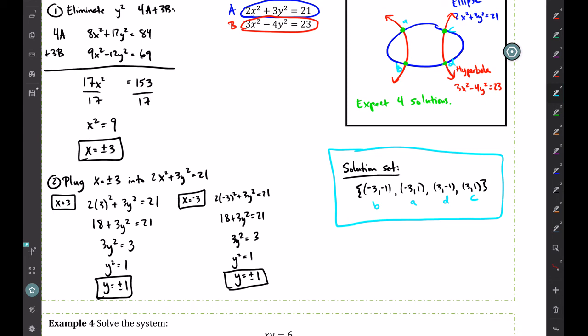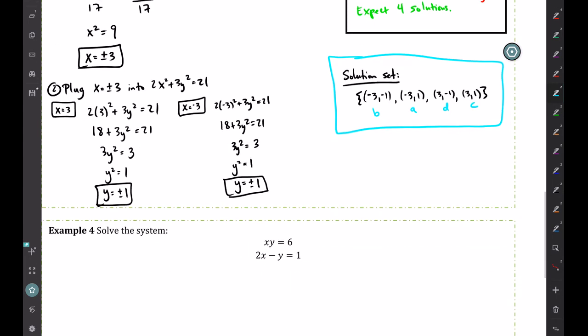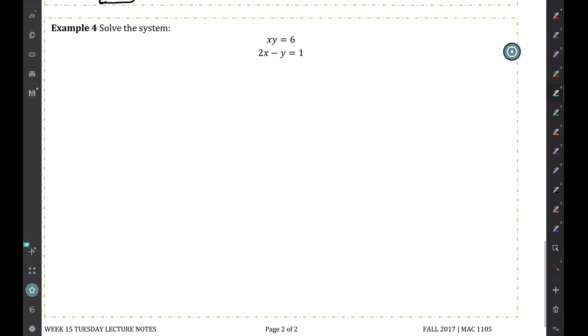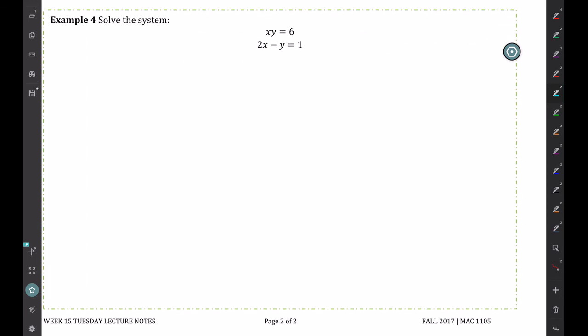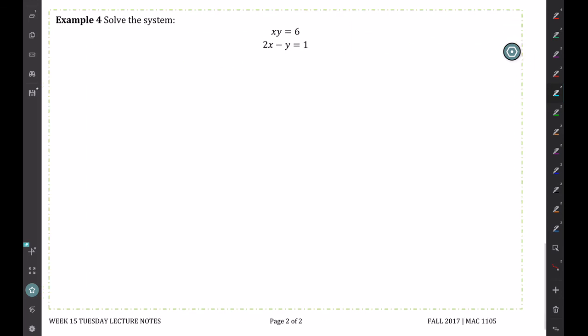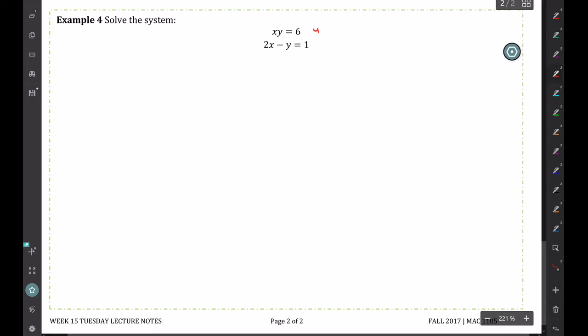And we have one more example to do today, and that's the system x times y equals 6 and 2x minus y equals 1. So in this case, this first equation you can rewrite as y equals 6 divided by x, which is like y equals 1 over x. So that's going to look something like this. It's going to be a rational function that has a vertical asymptote at x equals 0.